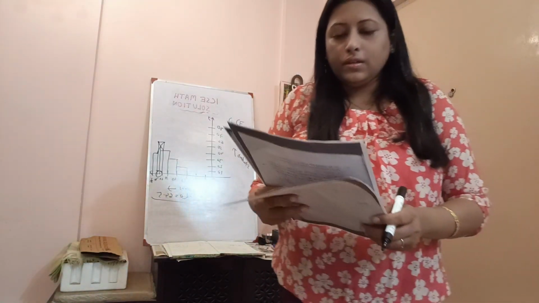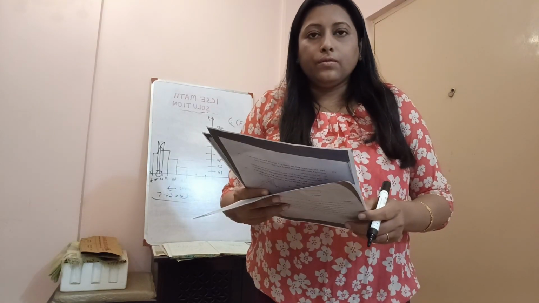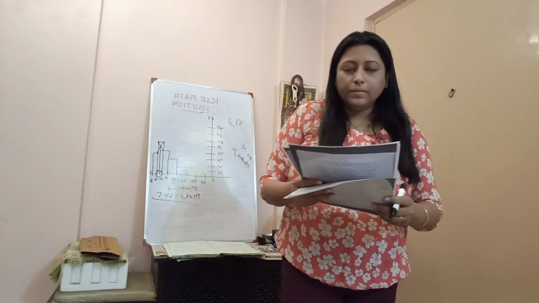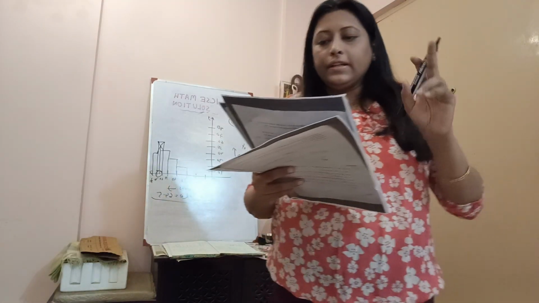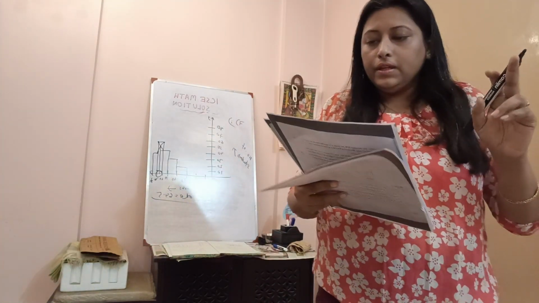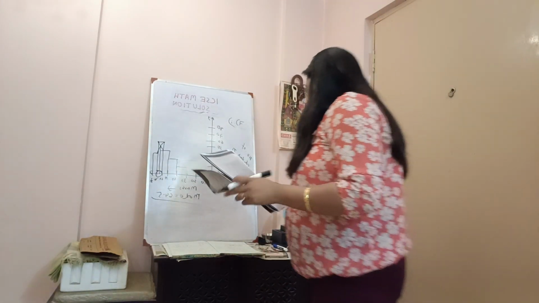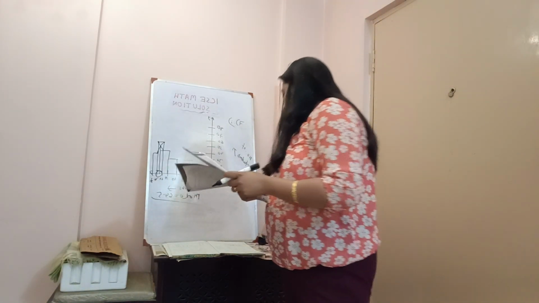Good afternoon, everybody. In the last video, it got disconnected, so I'm doing another video for question number 7. Question number 6 is already done: tower AB is 20 and building CD is 90 meters. That was already discussed. Now question number 7, I'm reading it again.